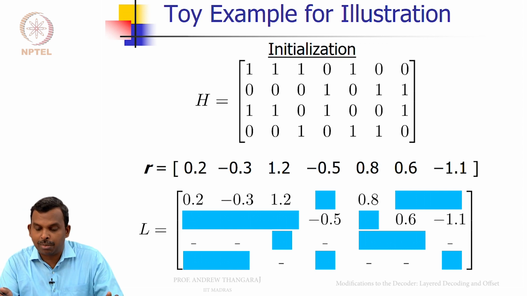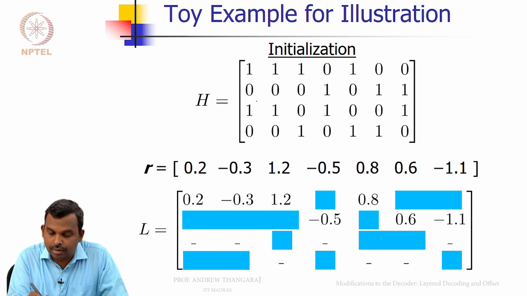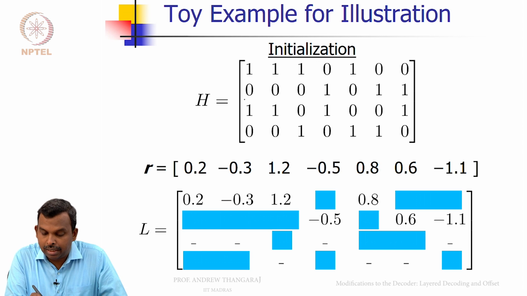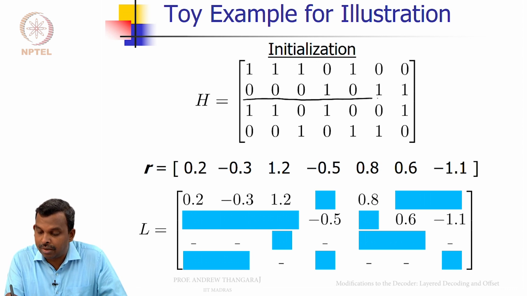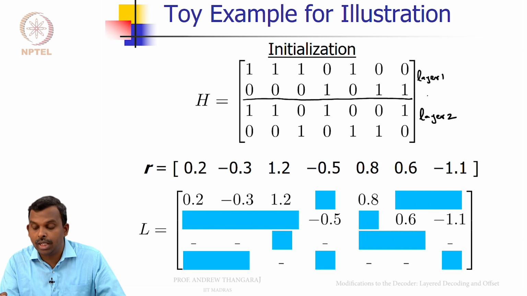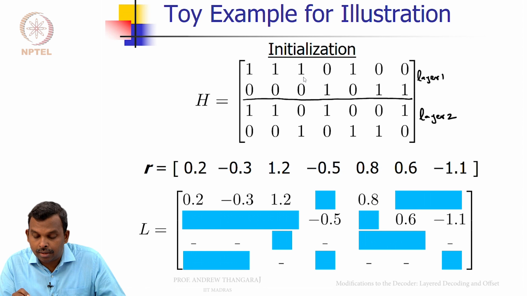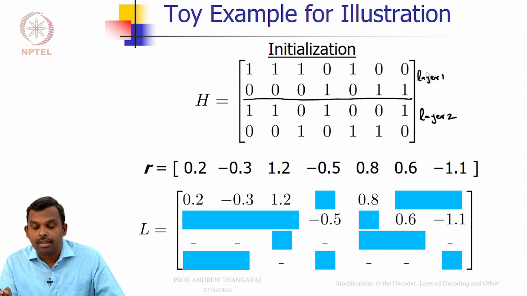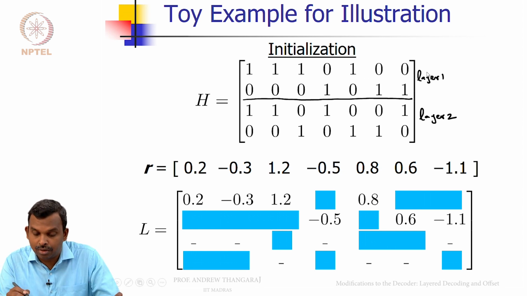This is my parity check matrix. We saw this just before, we saw this example earlier as well. The matrix is divided into 2 layers. This is layer 1 and this is layer 2. Okay, so rows 1 and 2 are in layer 1, rows 3 and 4 are in layer 2. So if you notice, within a layer, the ones don't overlap, as in, the column weight is 1. Okay, so you see that is true, that is maintained here.